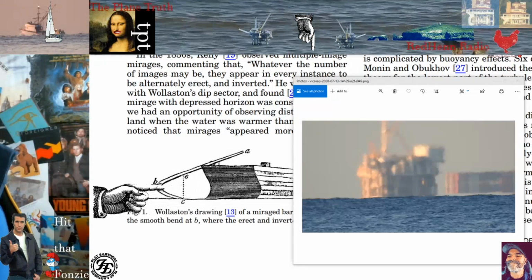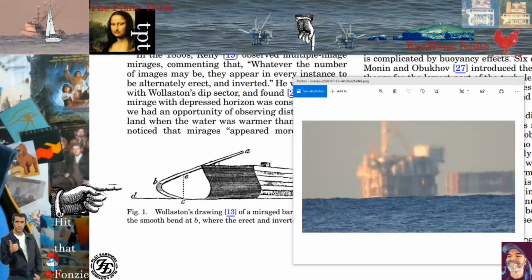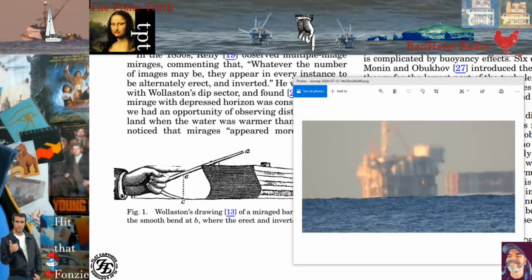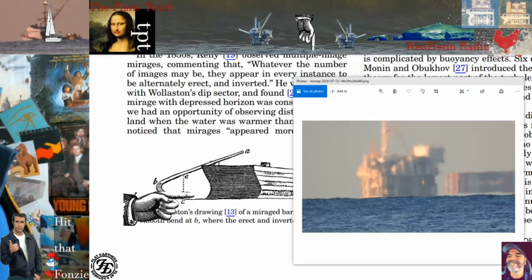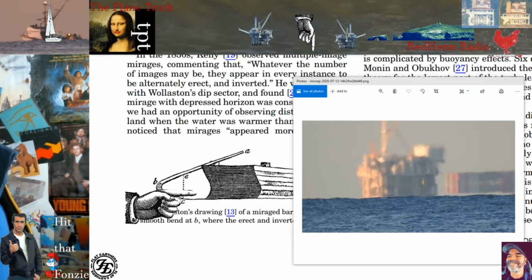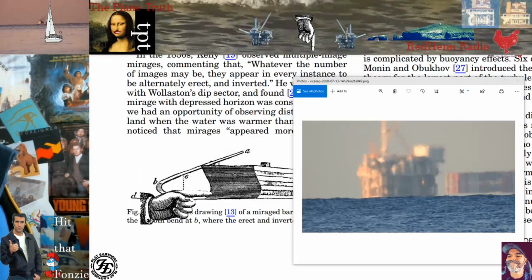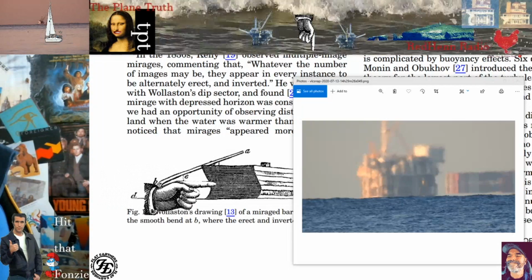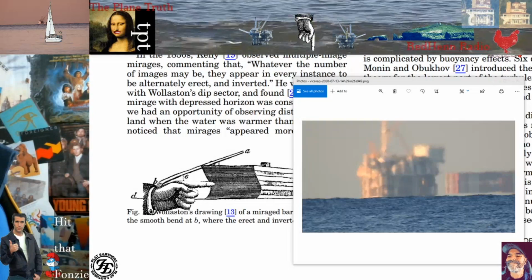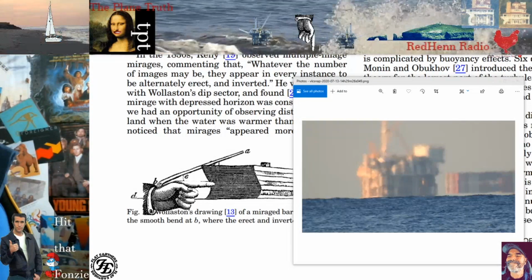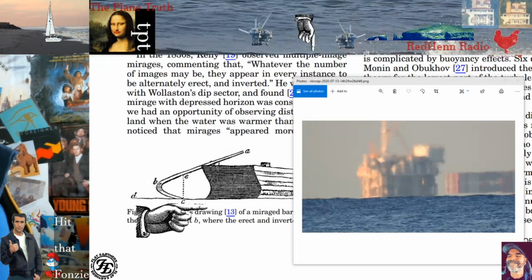Why can you not see the water right here? Because it is in and behind the mirage. So if the mirage were not here, you would see the water go all the way up to the barge. It's not difficult.